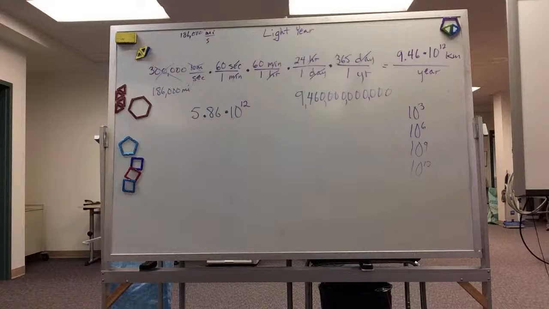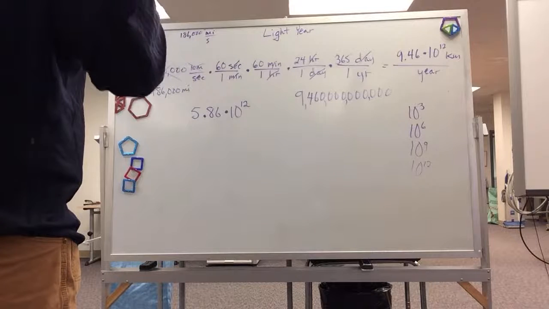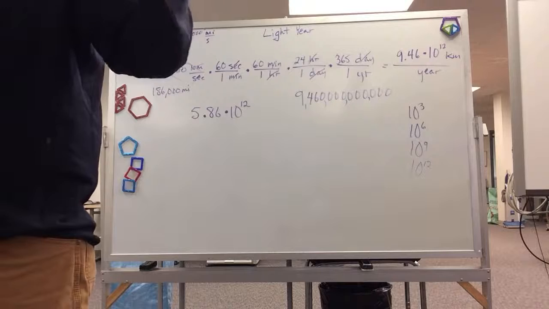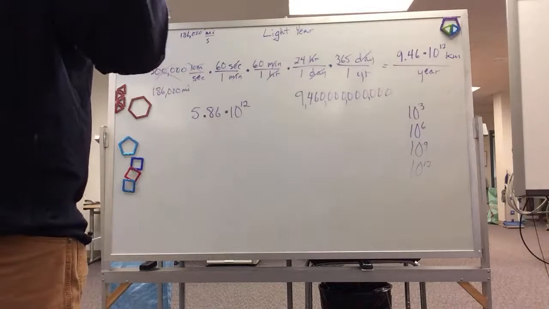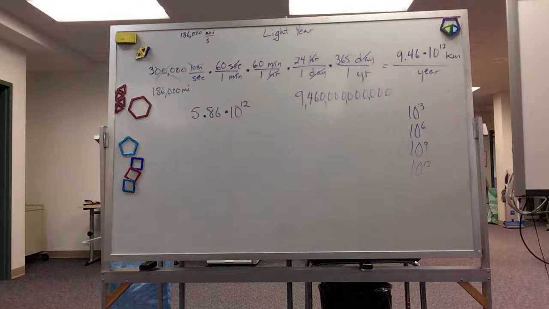How many light years are in the sun? It's only 8 minutes away. 8 minutes of light traveling to get to us from the sun. The light from the sun gets here in 8 minutes. The light from the next closest star gets here in 4.4 years. That doesn't make any sense.